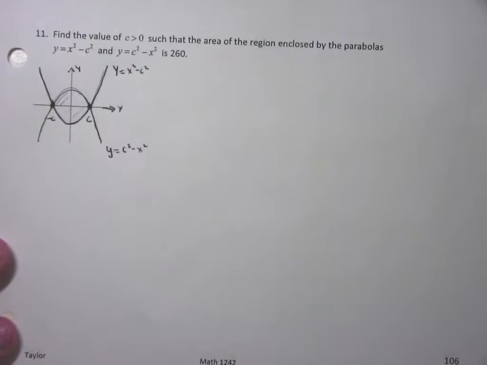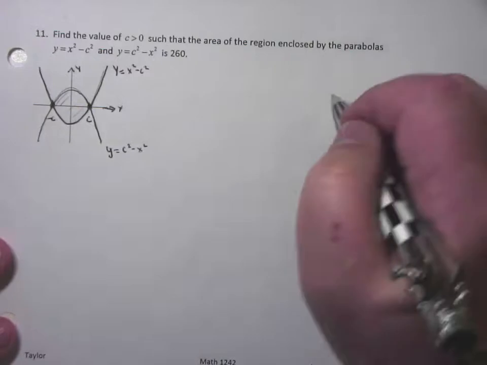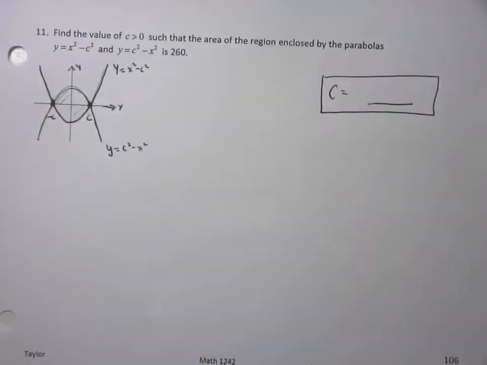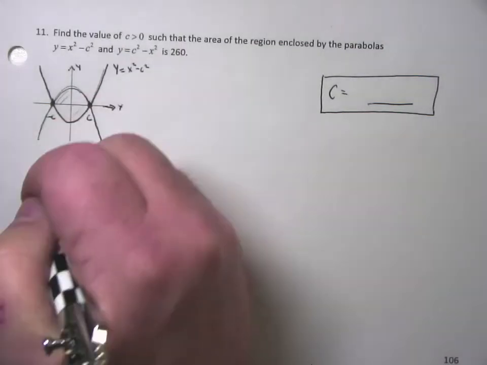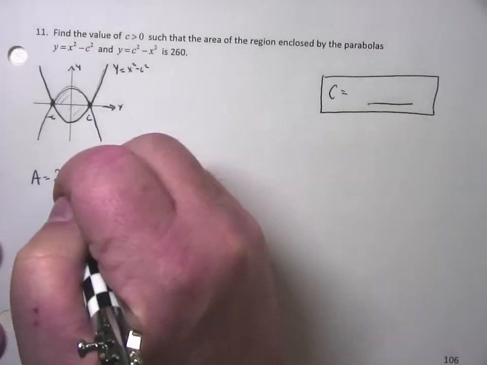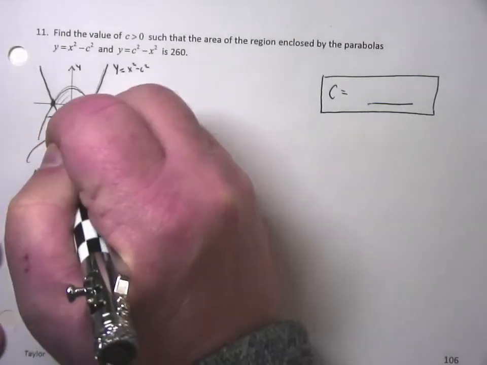But I'm going to make this easy for you guys. Well, our goal here is to find C. On this WebWork problem, fill in the blank. C equals what? So that's your job. Find C. This area inside this region is 260 square units, whatever that happens to be. That's in here. Does that make sense?